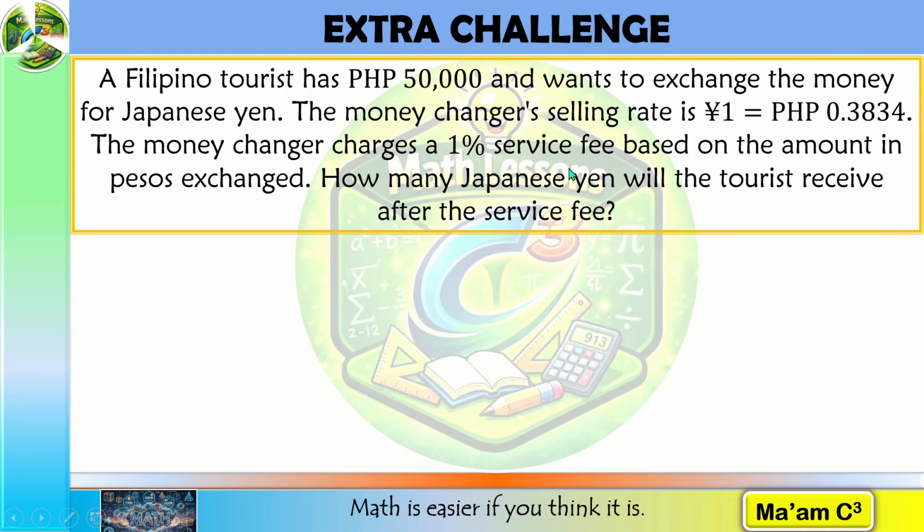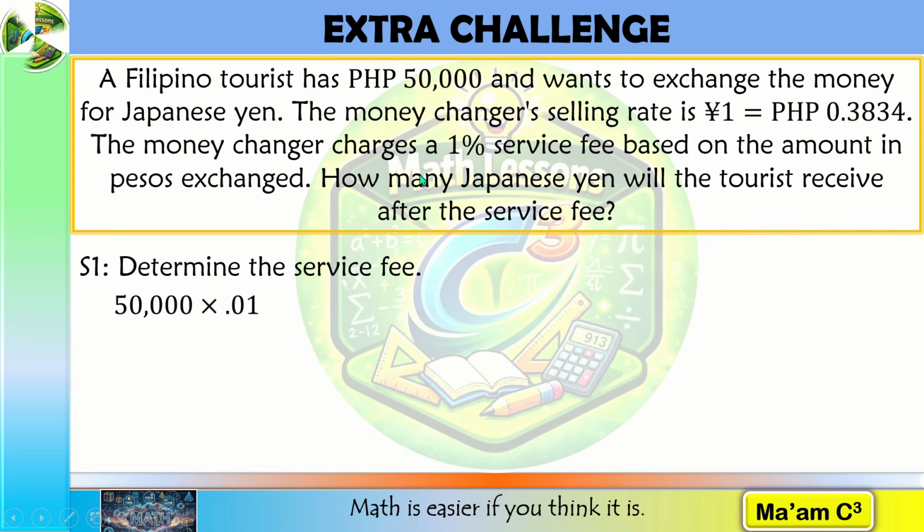Since we have a service fee that is based on the amount in pesos exchanged, we are going to determine first the service fee. It is 1% of the amount in pesos exchanged. The amount to be exchanged is 50,000, so we're going to multiply 50,000 by 1%. In decimal, 0.01. So this is 500 pesos.